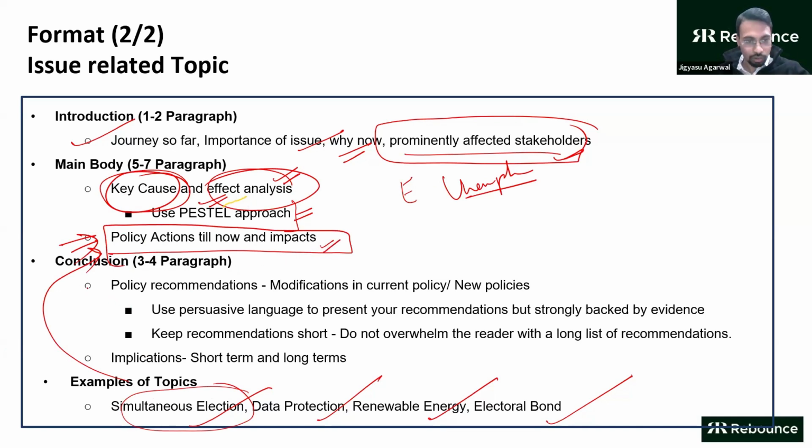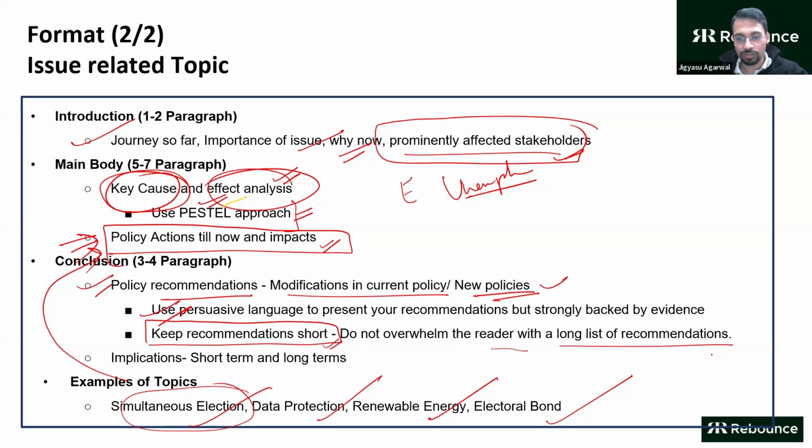Then finally, you come up with the conclusion. The conclusion is the policy recommendation, a modification of the current policies or new policies. Use persuasive language. Here, it is important that in both write-ups you keep recommendations short. Do not overwhelm the reader with a long list of recommendations.